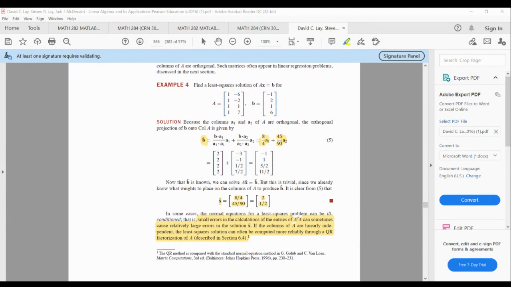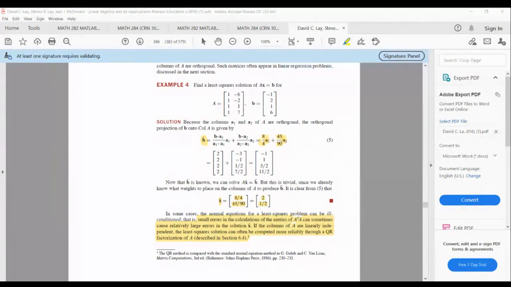They mention that if the columns of A are linearly independent, the least squares solution can often be computed more reliably through a QR factorization of the matrix A. And you learned that back in section 6.4, when you learned about the Gram-Schmidt process. With the Gram-Schmidt process, you learned about QR factorization. That's where a matrix A, if it has linearly independent columns, can be factored as Q times R, where Q is a matrix that has an orthonormal basis for the column space of A, and R is an upper triangular invertible matrix.